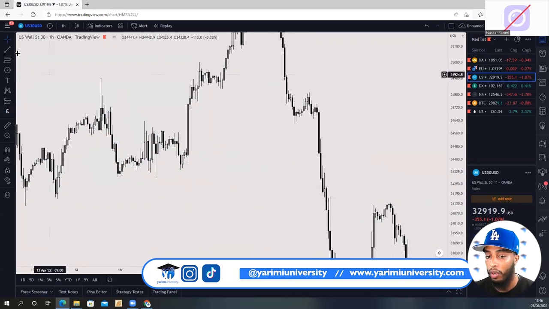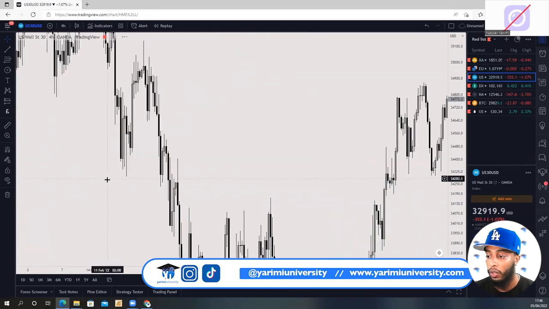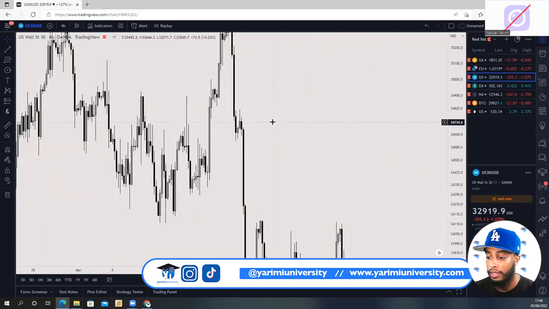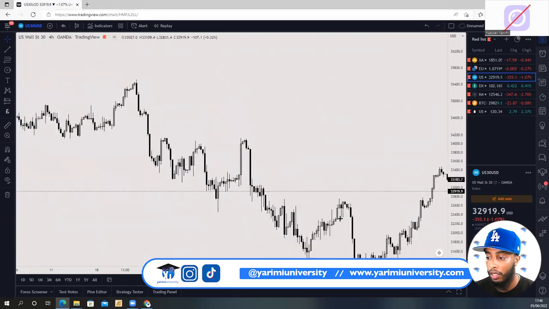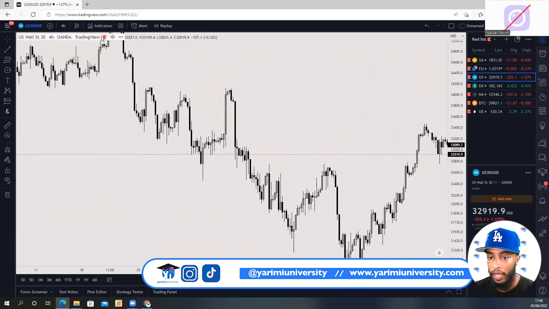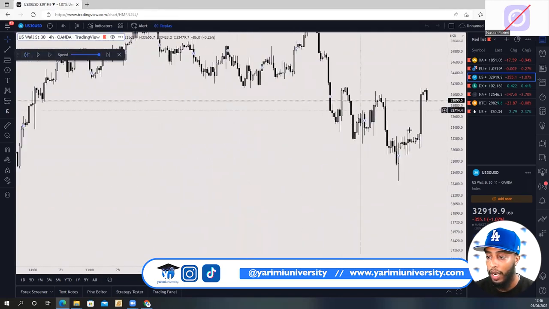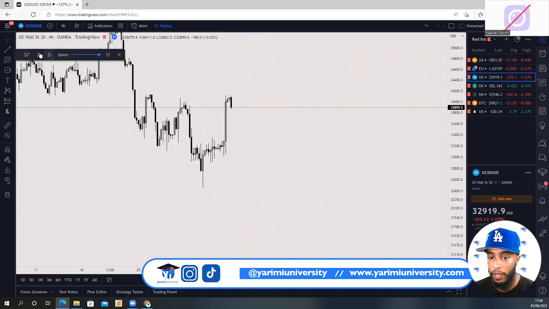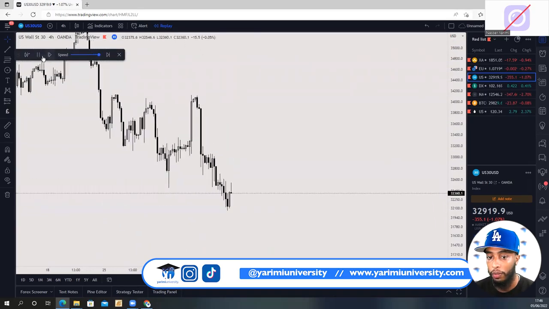Now let's show you an example of a retracement. This will be the perfect example. Let's go into bar replay mode quickly. So price is about to drop now. Okay, we can play it. Price is dropping, dropping, dropping.